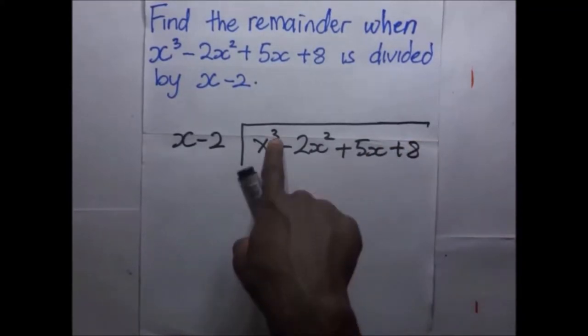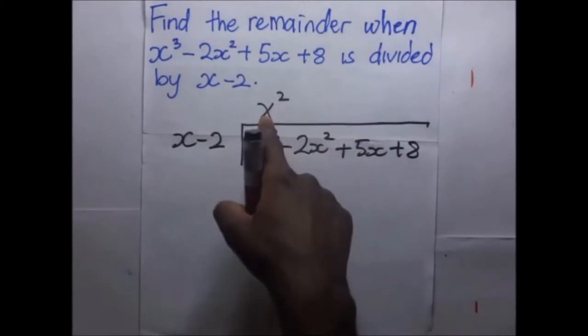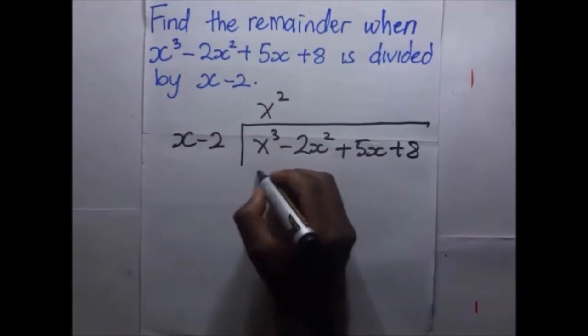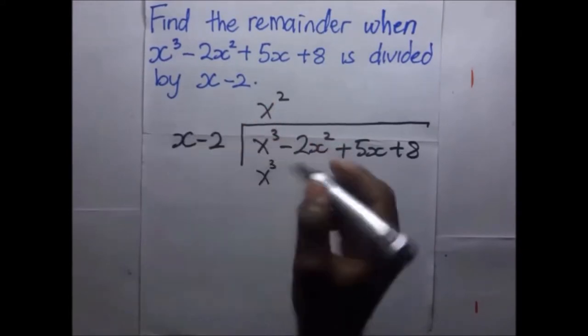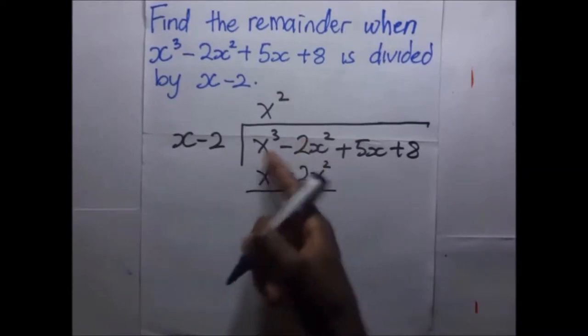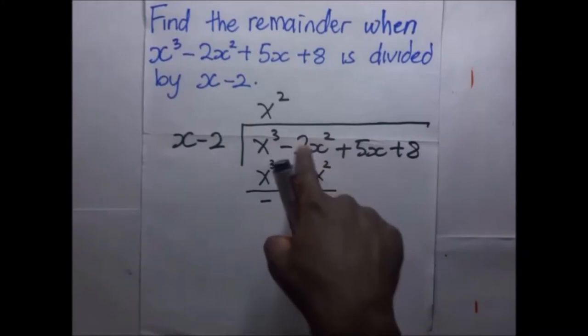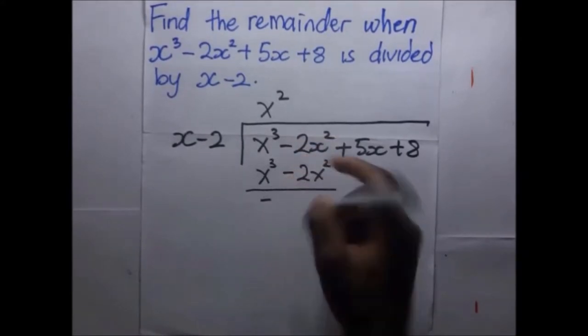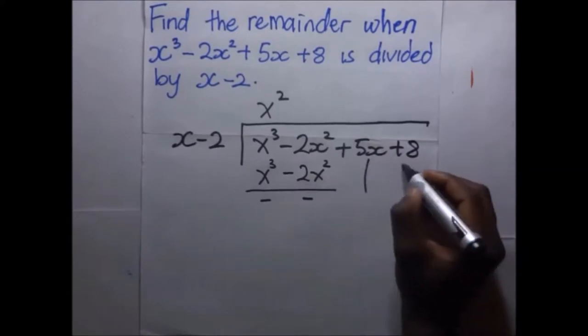So you begin. X cubed divided by x, you remain with x squared. X squared times x is going to become x cubed. Then x squared times minus 2 will give us minus 2x squared. When we subtract that from that, x cubed minus x cubed gives us nothing. Minus 2x squared minus negative 2x squared will give us nothing. So we bring these two down.